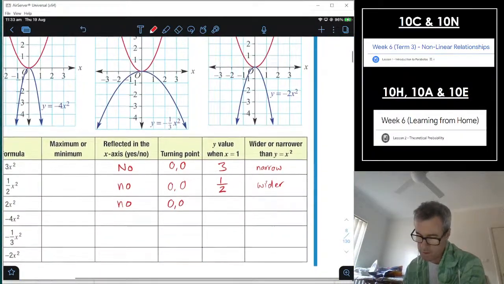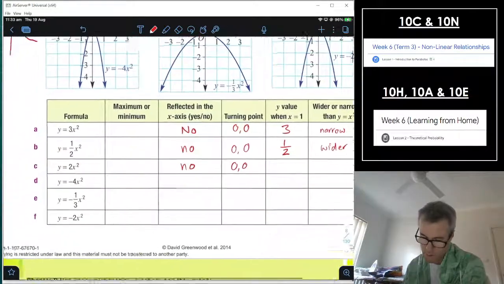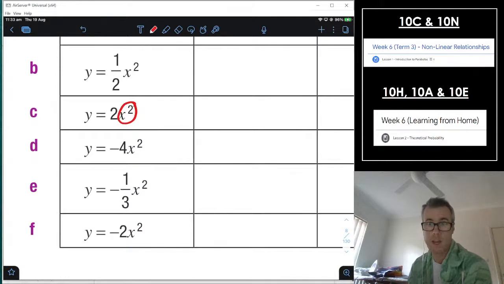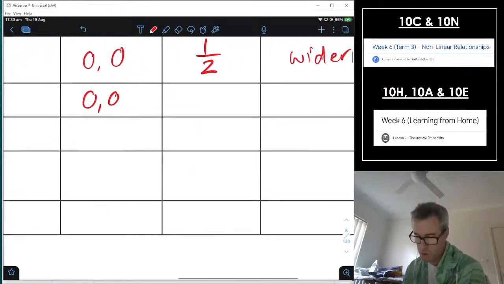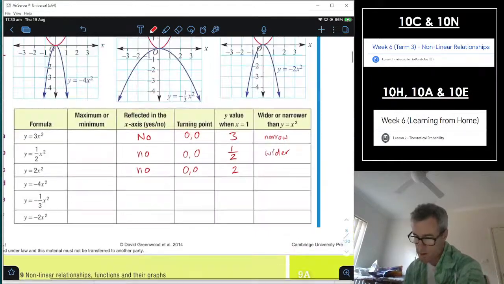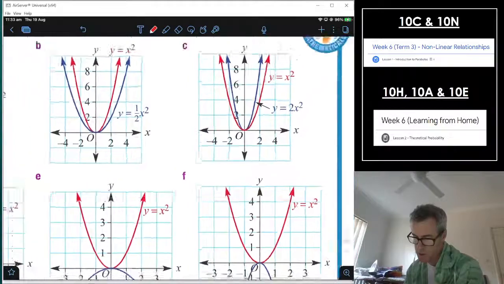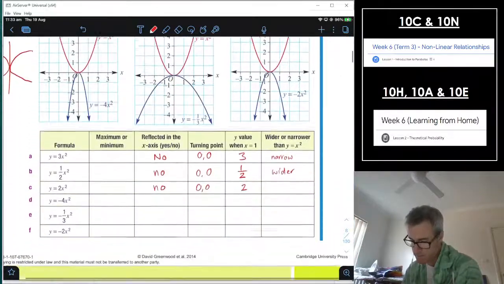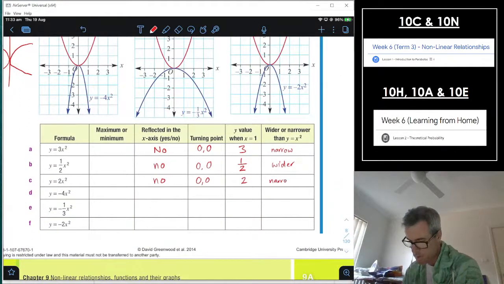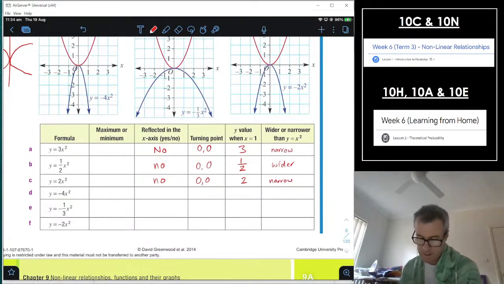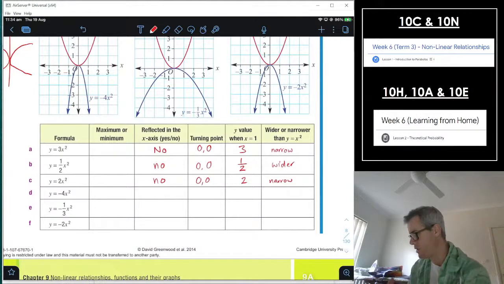When x is equal to 1, well, of course, same deal here. I substitute 1 into x, like so. My answer is going to be 2. And is it wider or narrower? It is narrower, as you can see. Narrower, like that. Hopefully you guys are getting the gist of that.